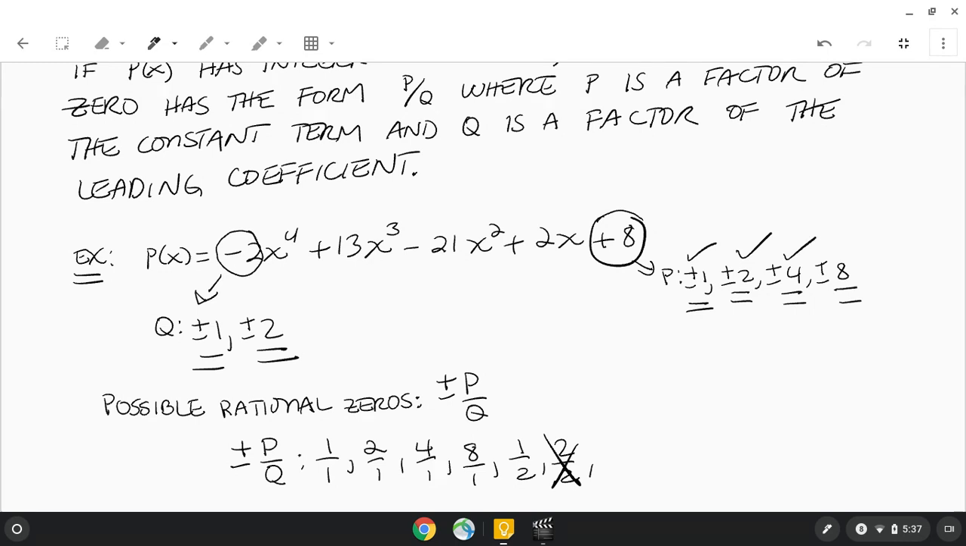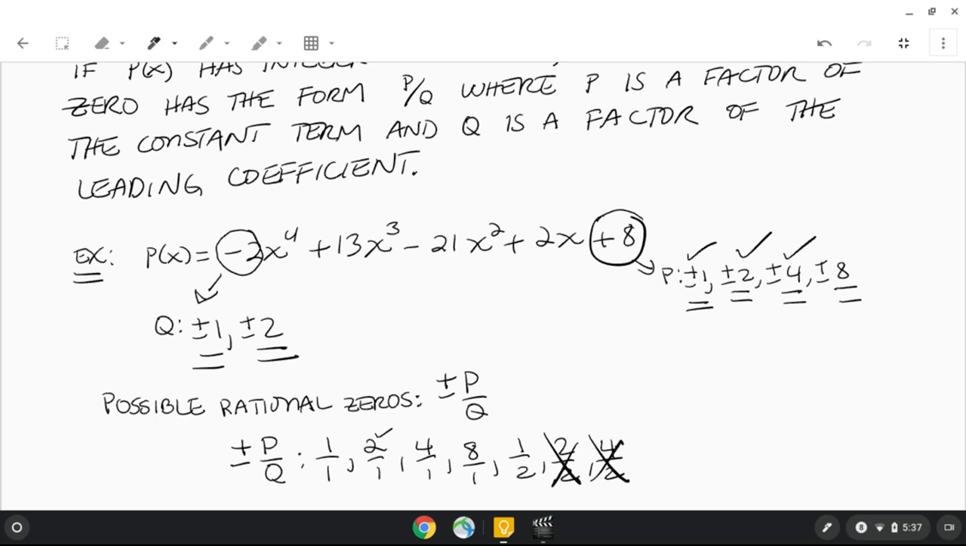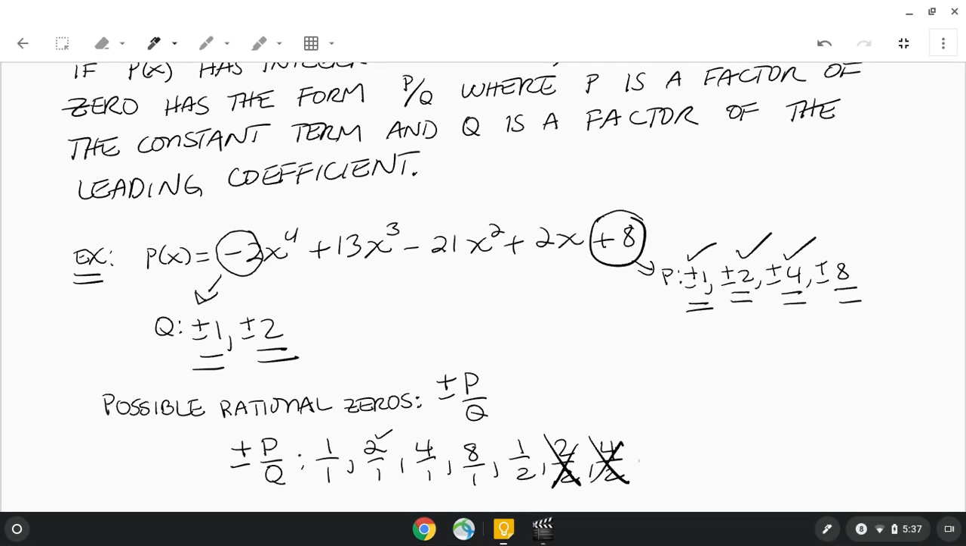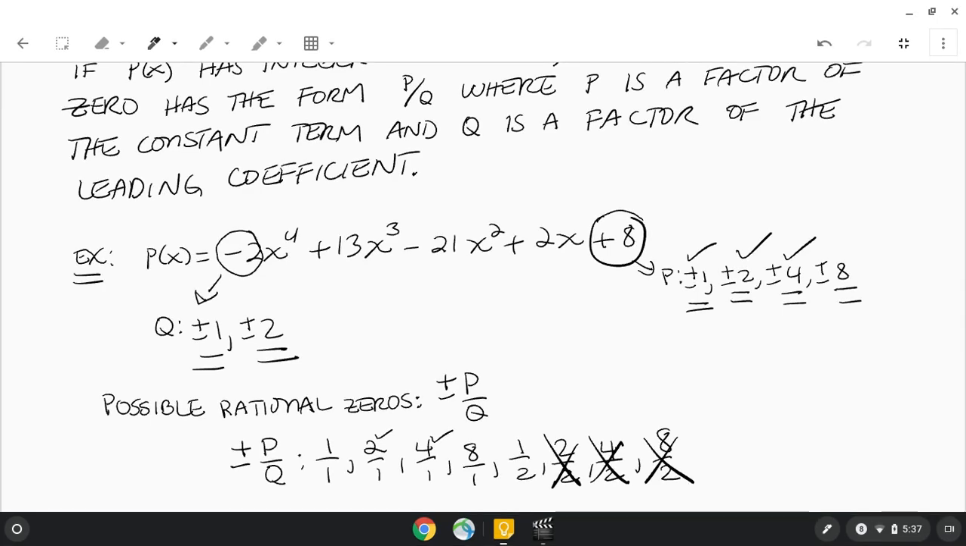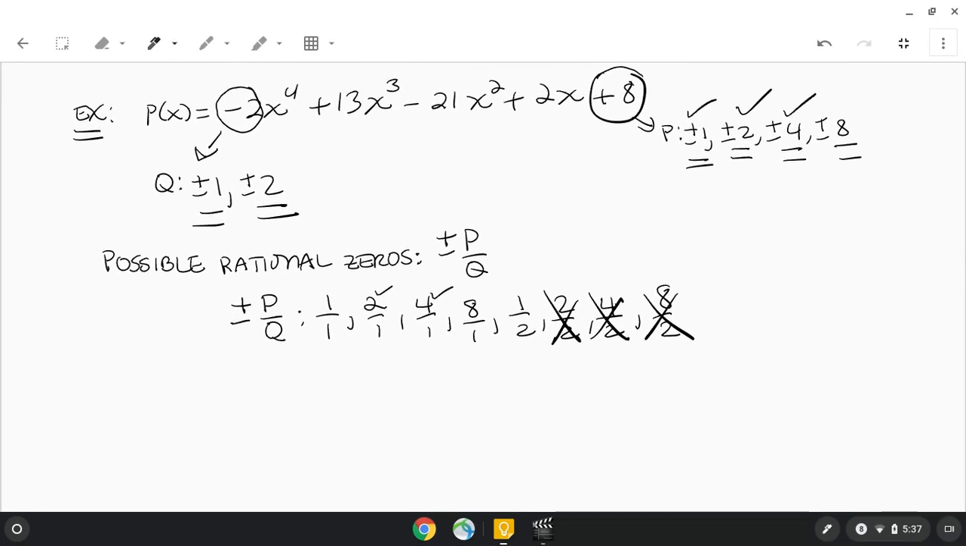And then I'll do 4 over 2. Oh, but 4 over 2 is the same as 2. So I won't use that. We already have it over here. And then I have 8 over 2. Well, that's the same as 4, and we have 4 over here. So I don't need to write it again.